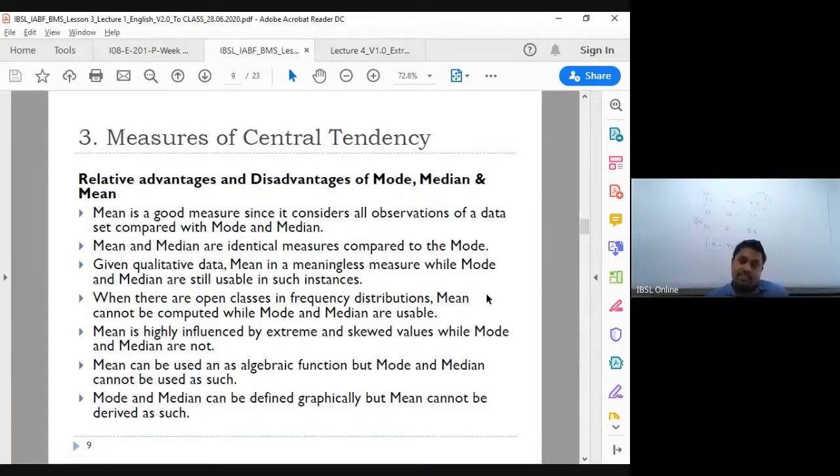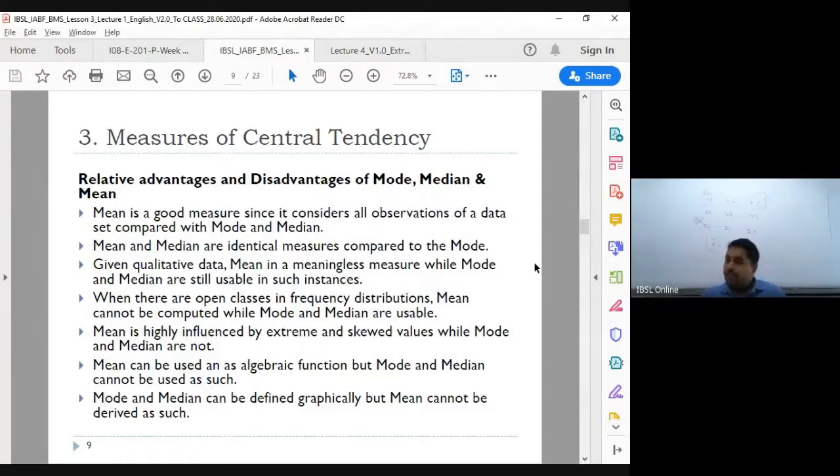Why? Because the examination questions, especially the multiple choice questions, tend to focus on the characteristics, advantages and disadvantages of mean, median, and mode, rather than straightforwardly asking you to take a data set of, let's say, 10 numbers and calculate mean, median, and mode. Okay, let's go through one by one. Mean is a good measure since it considers all observations of a data point compared with mode and median.